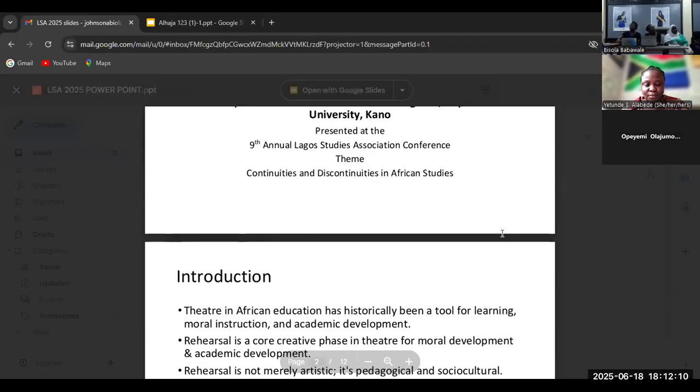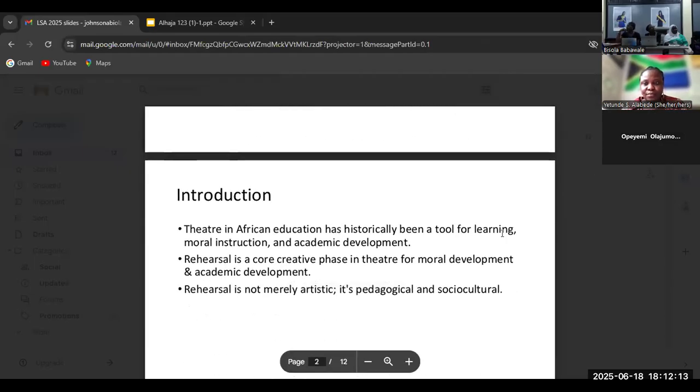Now, there's this belief that in theater, oftentimes you go there to play. That's the general belief people have about theater. When they say, hey, she's studying theater, they believe there's actually nothing good about that course. They just go there to dance and play, and they come out with good grades, and at the end of the day, that's it. But that's actually not it. I'll be speaking on how theater rehearsals can help students in their moral and academic development.